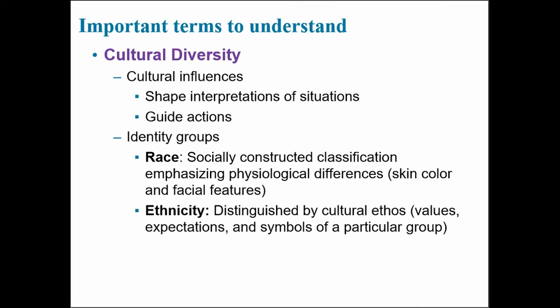for social work practice. So some important terms to understand include cultural diversity, which is cultural influences that shape interpretations of situations and guide actions, and also includes identity groups. So race, which is a socially constructed classification emphasizing physiological differences like skin color and facial features, and ethnicity, which is distinguished by a cultural ethos or values, expectations, symbols of a particular group. So types of identity groups include race, ethnicity, age, sex, sexual orientation, gender expression, religion, ability, socioeconomic status, and political affiliations, just to name a few.